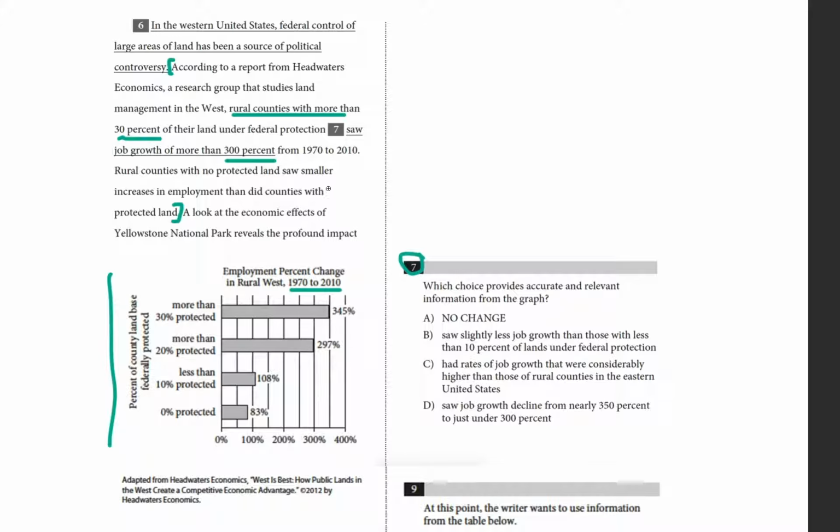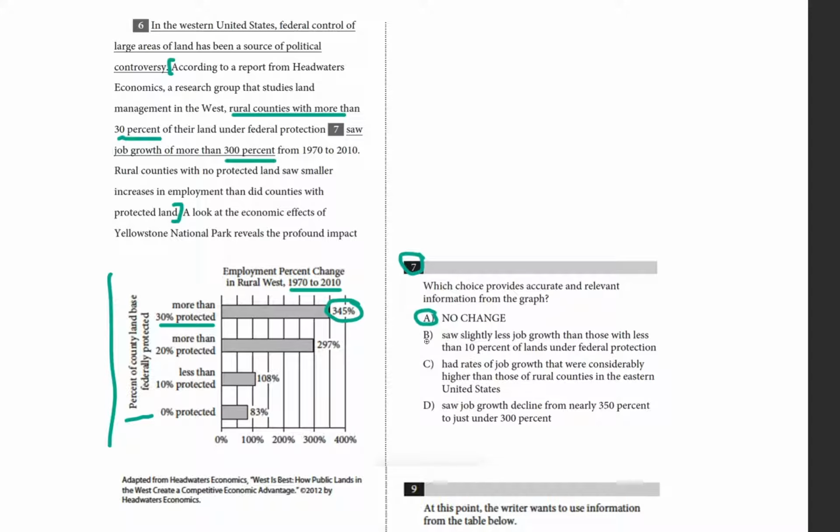So great, let's compare rural counties with more than 30% of their land and see what the case is. Okay, so the y-axis here is percent of county land base federally protected, and more than 30% protected results in a 345% employment change from 1970 to 2010. So it seems to me that this is accurate and relevant information. I would choose no change, even before looking at the other choices. On test day, that would be enough for me. I would move on. But since this is an instructional video, let's go through the other choices and knock them out, just to make sure.